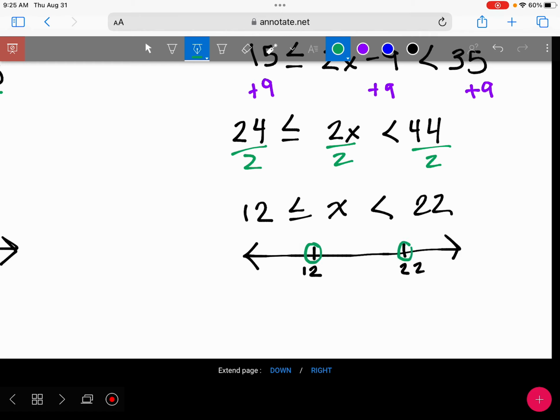So we have our 12 and our 22. Open circle or closed circle on 12? Closed. Open circle or closed circle on 22? Open. Color in between. So our interval notation is 12 with a bracket, 22 with a parenthesis.